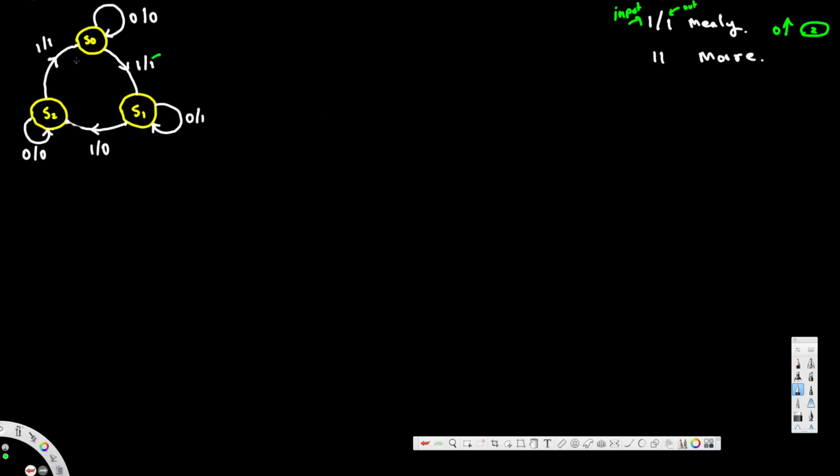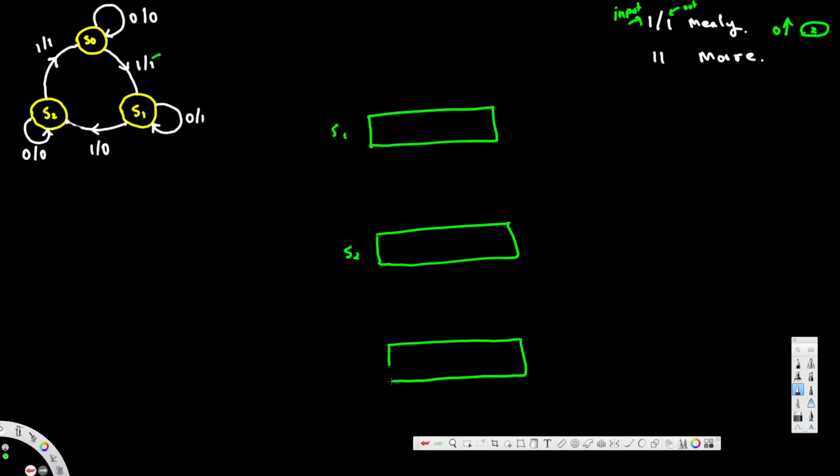Now let's go ahead and draw the ASM chart for this given state diagram. Here you can see we have three states, S0, S1, S2. Let's put them in state boxes. This is S1, S2, and S3. And from this you can clearly see we have just one input because we only have one number. So one input means we always put an X for that.